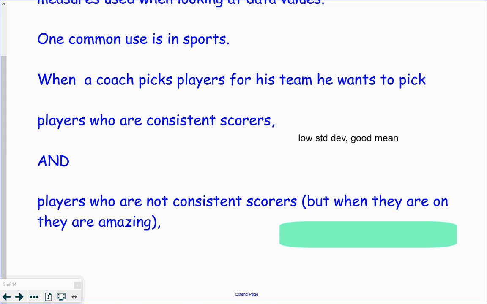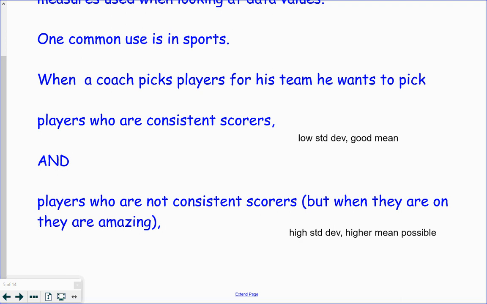So they might not be your big scorers on the team. Let's say they score 10 points per game, and you can pretty much bank they're going to score between 8 and 12 points per game. So they average about 10 points per game, and they're pretty consistent in that. Okay, whereas players who are not consistent scorers, these players might have a higher possible mean, or they could have a lower possible average, but they have a very high standard deviation, meaning when they're on, they're amazing, and when they're off, they're absolutely horrible.